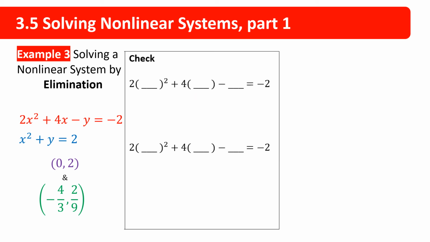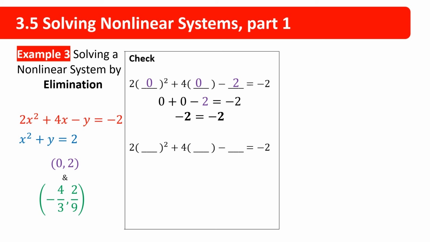Let's take a moment to check our work. We're suggesting that (0, 2) is a point of intersection. So if we take our first equation and plug in 0 for x and 2 for y, and perform the operations here, 0 squared is 0, times 2 is still 0. 4 times 0 is 0, minus 2. 0 plus 0 minus 2 is negative 2. So negative 2 equals negative 2. That works. That's suggesting that when we plug in 0 for x and 2 for y, our equation holds, so (0, 2) is a point of intersection.